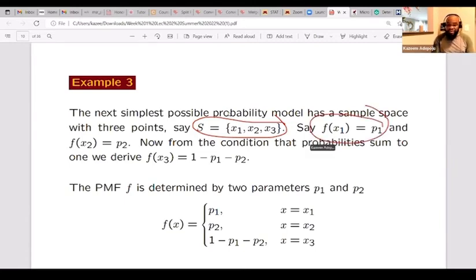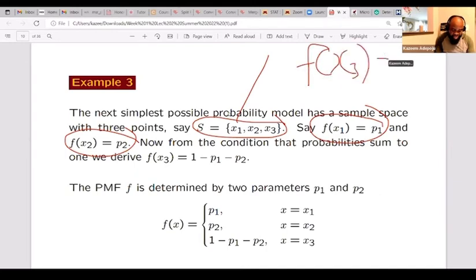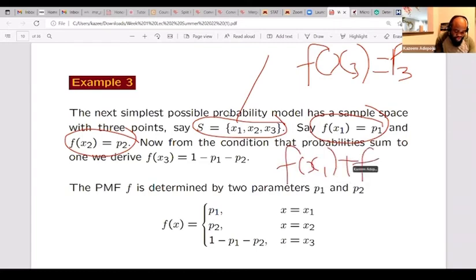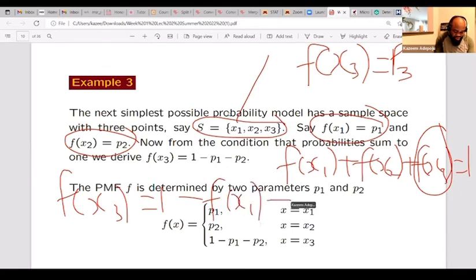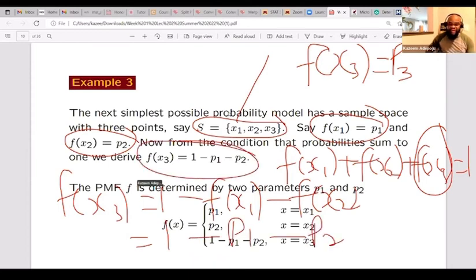Take a look at this now. When X1 is an event within a sample space, the probability is f of X1, which is equal to P1. The same for X2. For X3, f of X3 is also P3, but we don't want to talk about P3. This is what we want to do: f of X1 plus f of X2 plus f of X3 equals 1. So if I want to find f of X3, it's just going to be 1 minus f of X1 minus f of X2, where f of X1 is P1 and f of X2 is P2. That's exactly what you have here. Take a look at that.